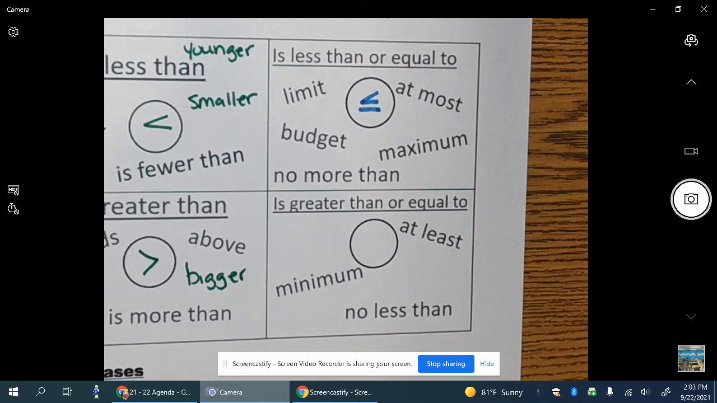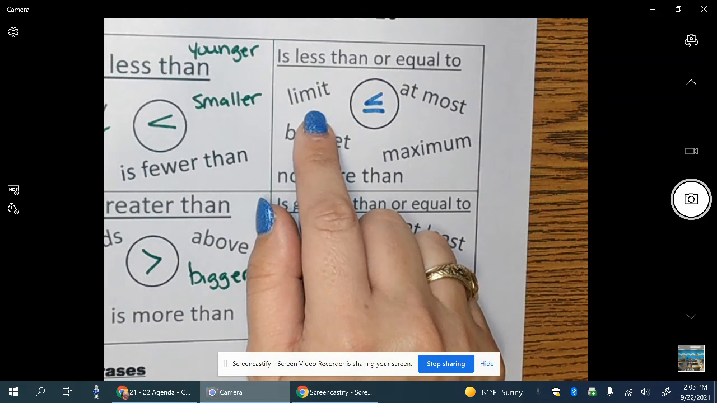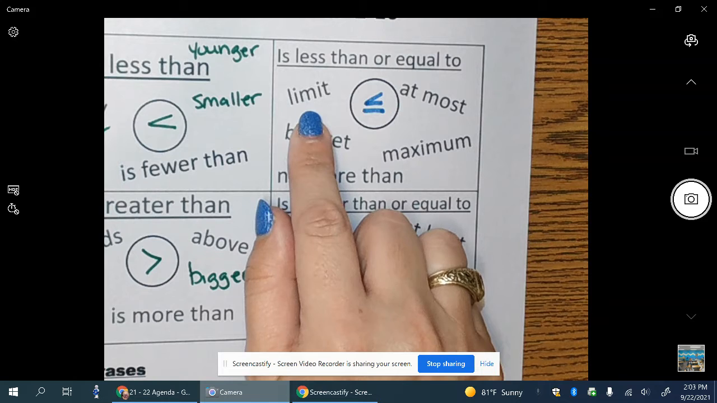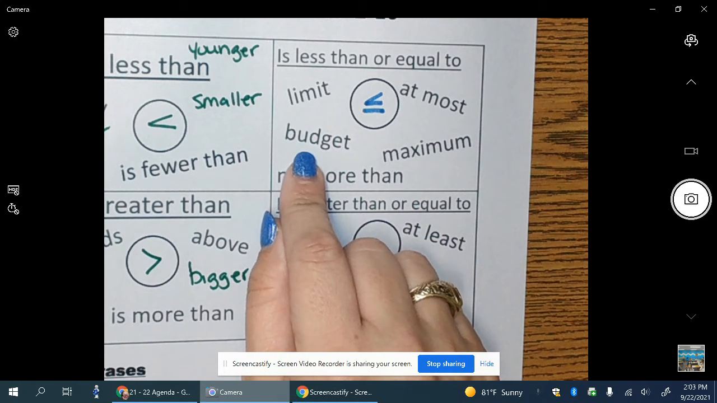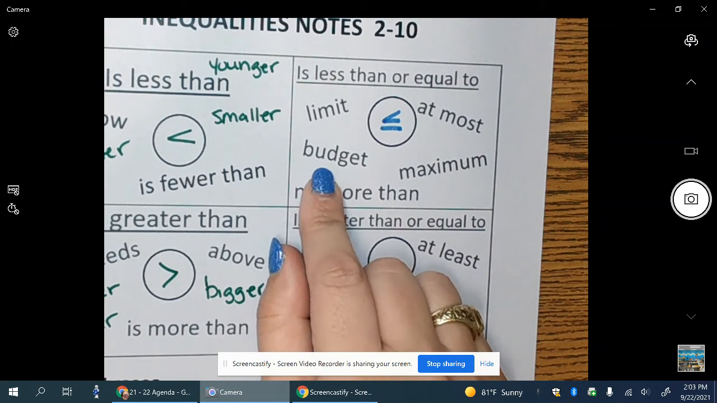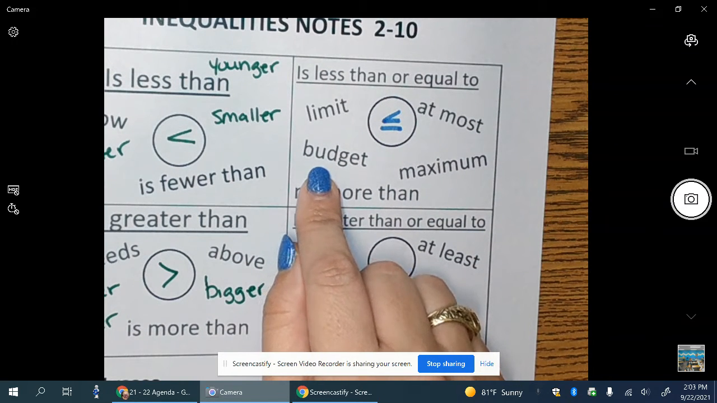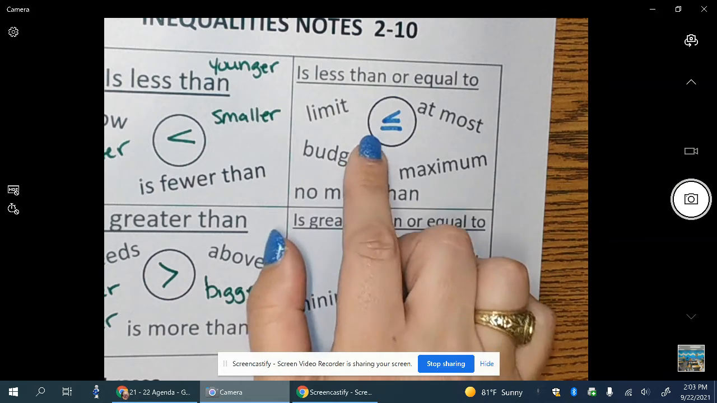If I say there's a 5-minute time limit, can you do it in exactly 5 minutes? Yes. Can you do it in less than 5 minutes? Yes. Can it be more than 5 minutes? No. So that's a limit. A budget. You go to H-E-B to buy some supplies for a party, and your mom gives you $50. Can you spend exactly 50? Yes. Can I spend $50.01? No. It has to be less than or equal.